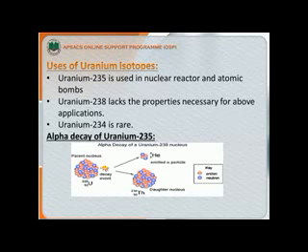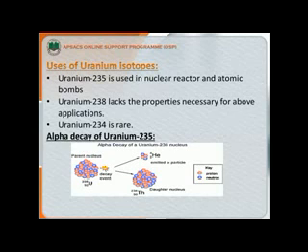Alpha decay of uranium-235. Dear students, as we are saying that the nucleus is very unstable, or the uranium contains heavy mass nucleus, so that's why they usually go towards a self-decay, or you can say radioactivity. Here I have shown the alpha decay of uranium-235.